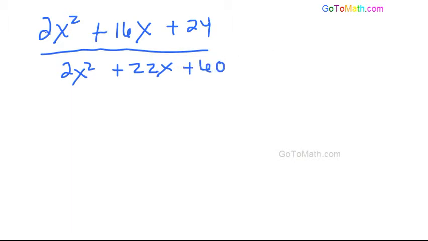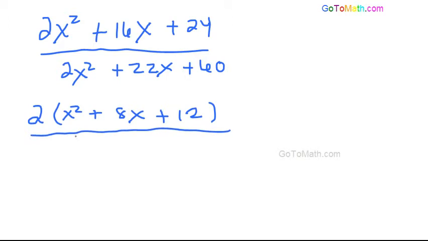Alright, so we take a look at this coefficient here. We got a 2. Now the question is, can we factor this 2 out? 2 goes in 16, 2 goes in 24, and yes we can. What about down here? 2 goes in 22, 2 goes in 60. So let's go ahead and factor this 2 out. Alright, so we got x squared plus 8x plus, and that'll make that a 12. That'll just be a whole lot better when we go to factor this thing.